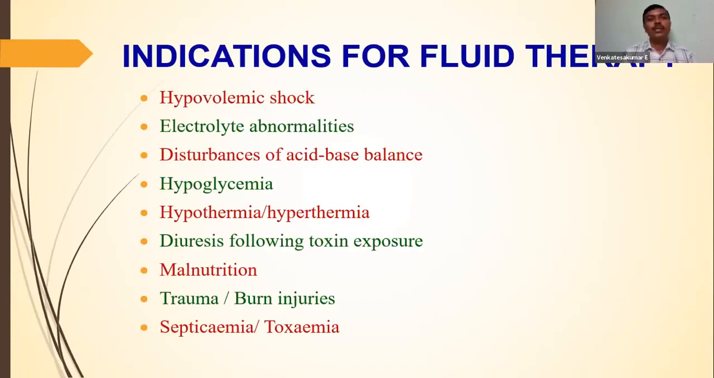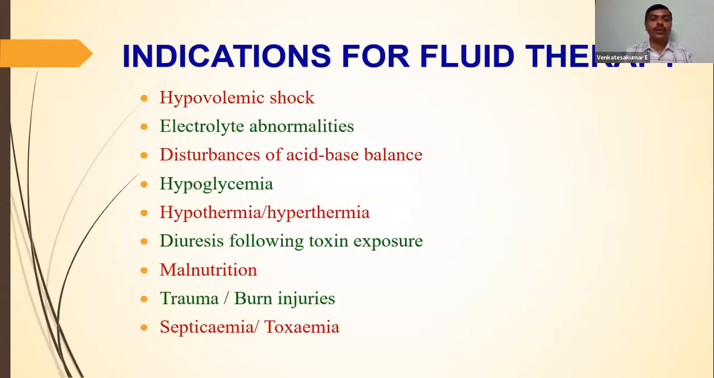Then any toxin ingested either orally or by contact. If it is in circulation, we need to give diuresis. In case of oral intake, we have to give a purgative to eliminate it. And the system itself starts diarrhea in some cases, and the animal will eliminate the toxins. So with diarrhea and toxin elimination, there is a loss of electrolytes and water. That should be replaced.